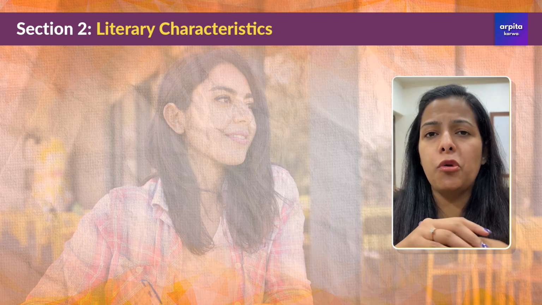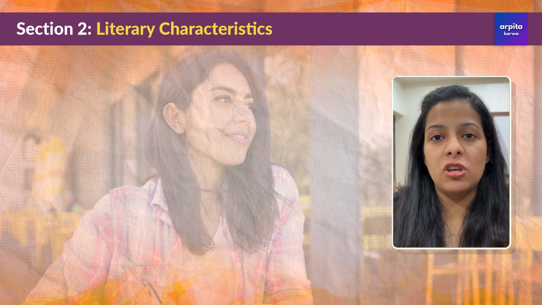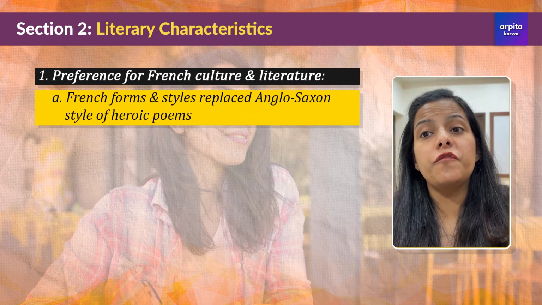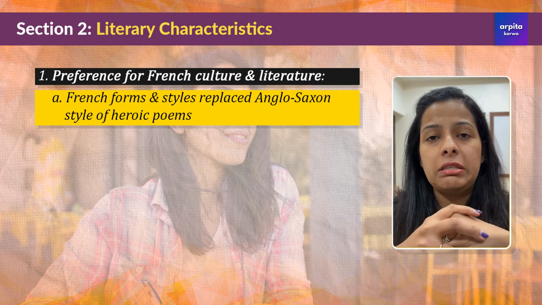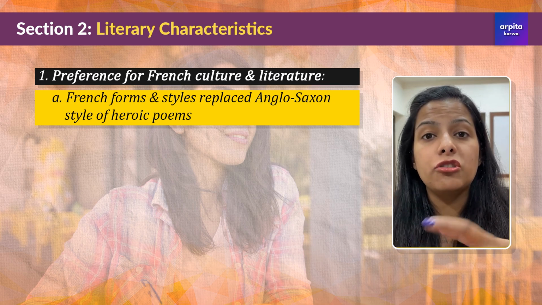Now, this period brought big changes to English literature as well as English language. So, let's dive in. First, let's talk about the influence of French literature and French language. After the Norman conquest, the rulers of England had a strong preference for French culture and literature.